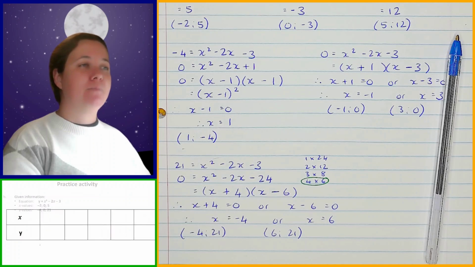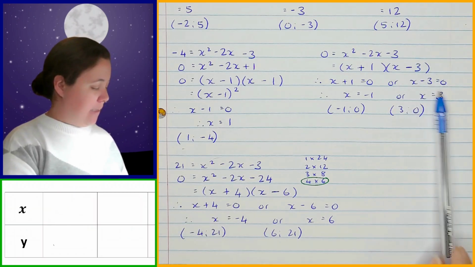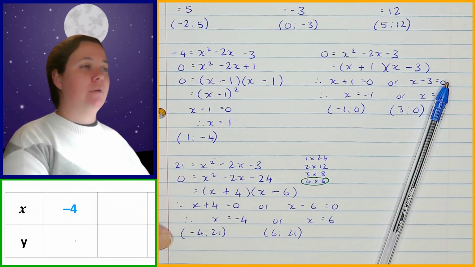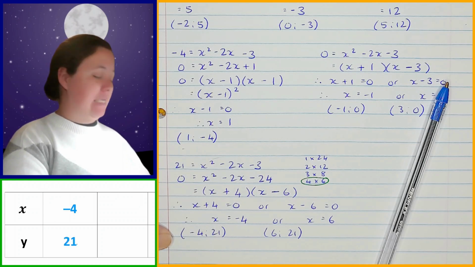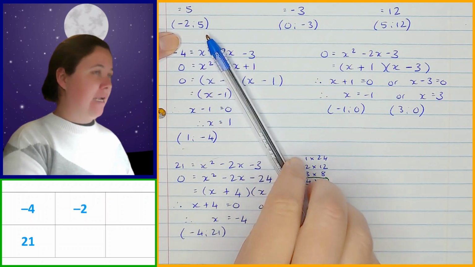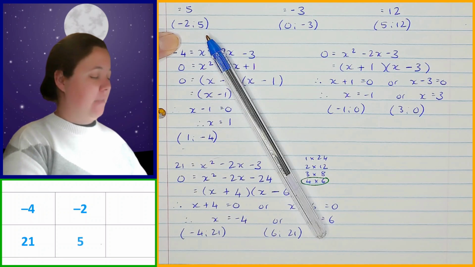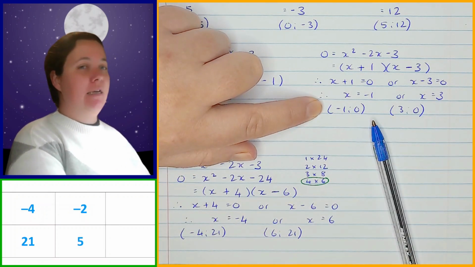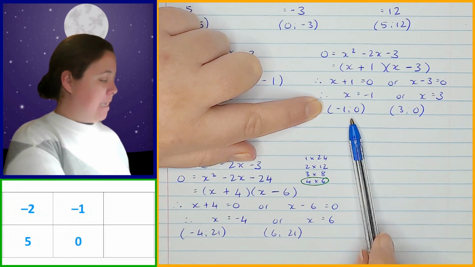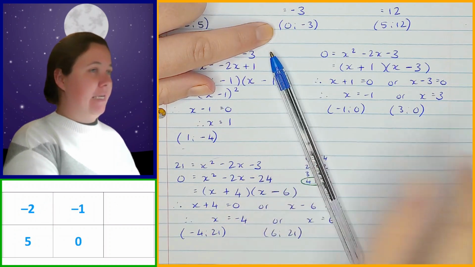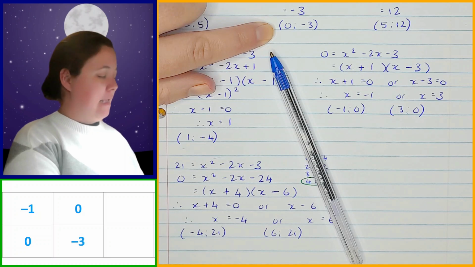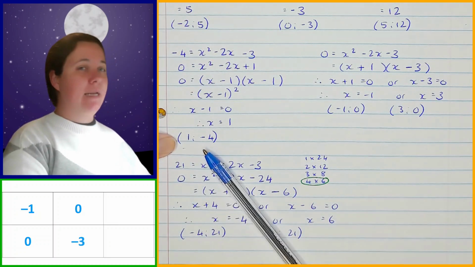Okay, so first one I've got, the x value that's smallest out of all of these is this one with negative 4, and the y value is 21. Okay, so that's what you should have got for your first one in the table. Then our next one is going to be the negative 2 and 5. Then our next x value is going to be this one over here, negative 1 and 0. So there's negative 1 and 0. Then I've got 0 and negative 3. Then I have over here 1 and negative 4.